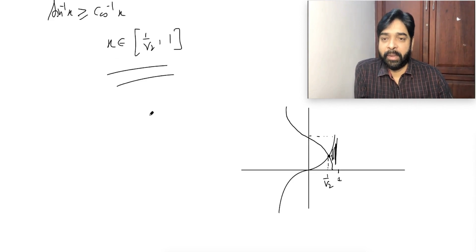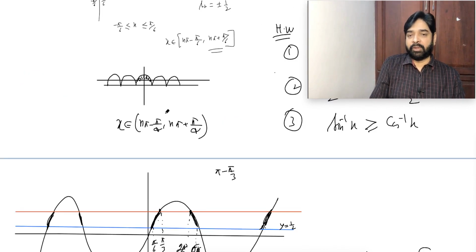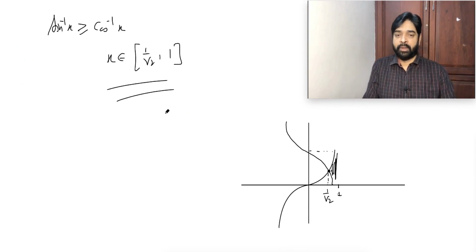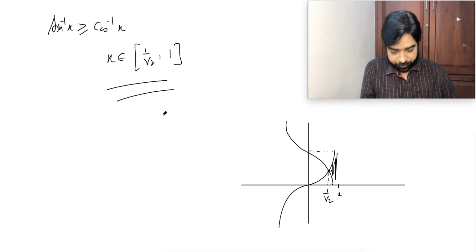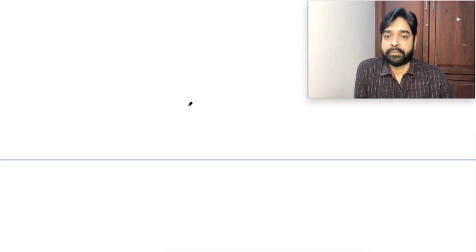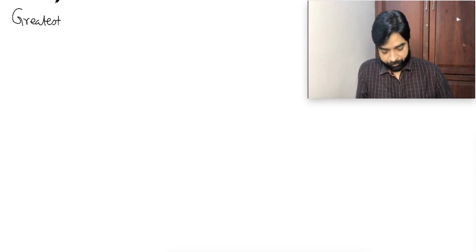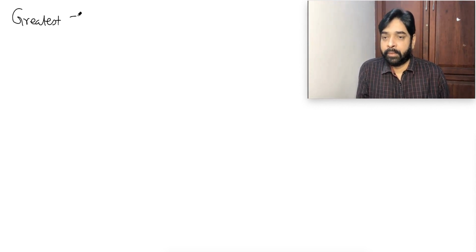So this was the trigonometric inequality. Whenever it comes, you have to use it. Now going for the next. Now give the heading: greatest integer and fractional part.